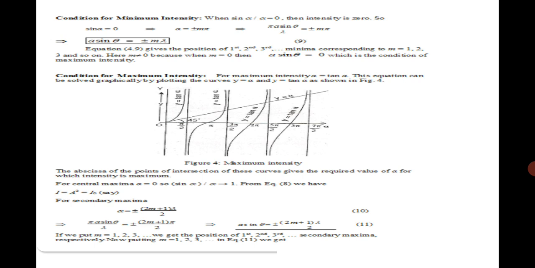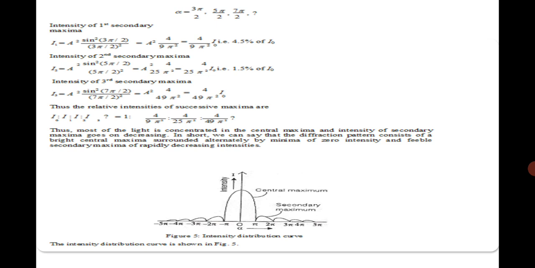For secondary maximum, alpha is equal to plus or minus 2m plus 1 into pi divided by 2, which implies pi a sin theta by lambda is equal to plus or minus 2m plus 1 pi divided by 2, which implies a sin theta is equal to plus or minus 2m plus 1 into lambda by 2. If we put m is equal to 1, 2, 3, we get position of first, second, third secondary maxima respectively. Now putting m is equal to 1, 2, 3 in equation 11, we get alpha is equal to 3 pi by 2, 5 pi by 2, 7 pi by 2 and so on.